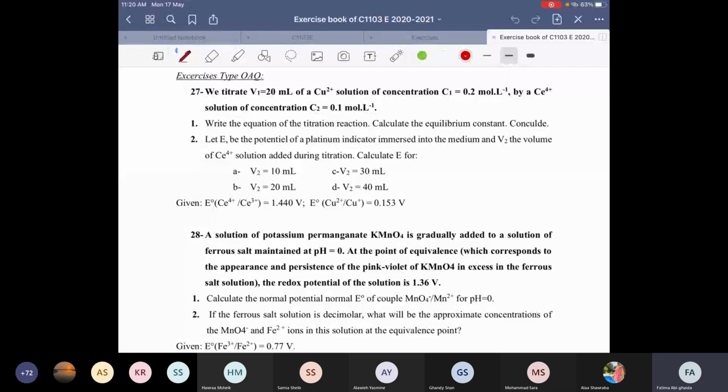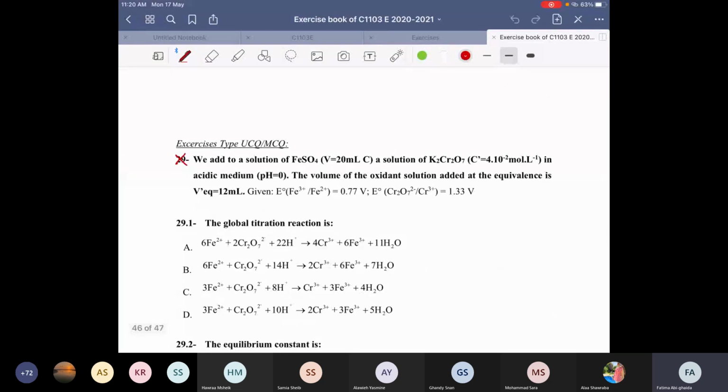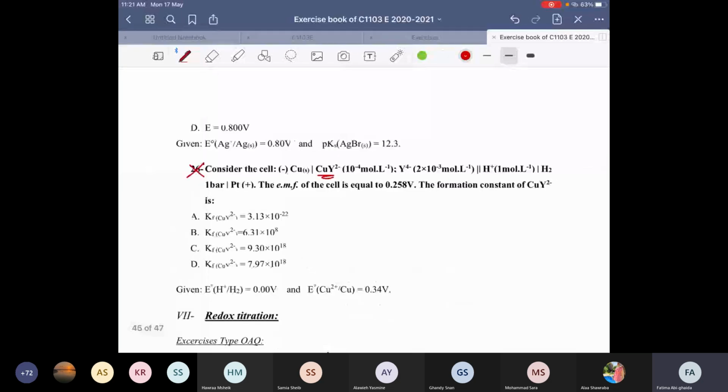Exercises, number 27. I told you number 29 is cancelled because it deals with Cr2O7 2-, which is a complex system that involves not only pH but also Cr3+. So this is cancelled for this year.